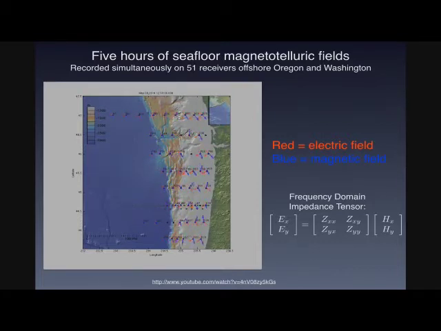More formally, the electric and magnetic fields are related through this tensor relationship, where you've got the horizontal electric field and the horizontal magnetic field, and then this tensor here. But this is basically what an MT experiment looks like.